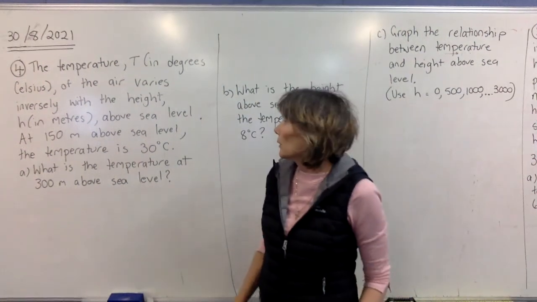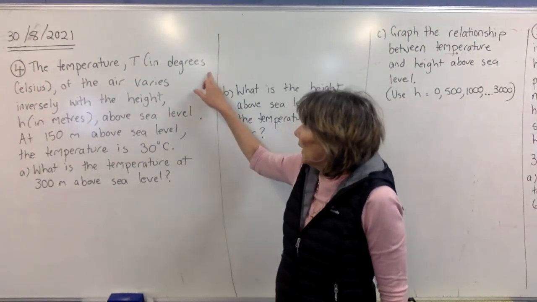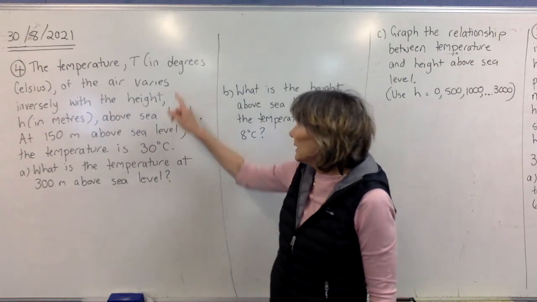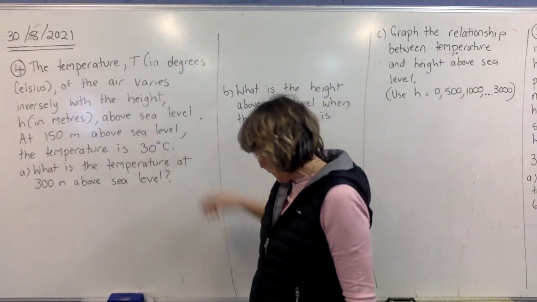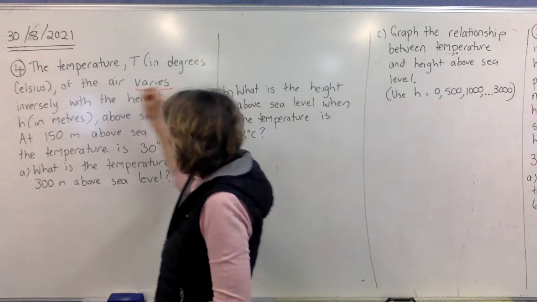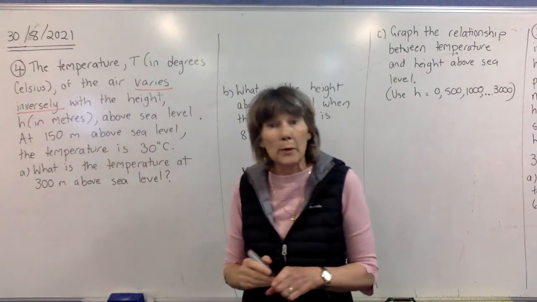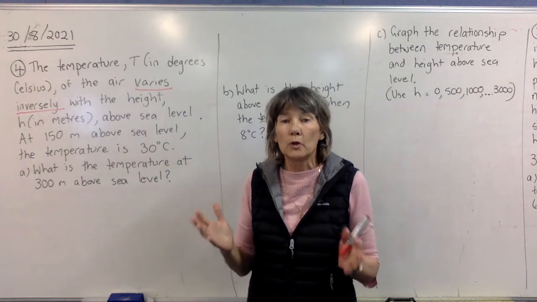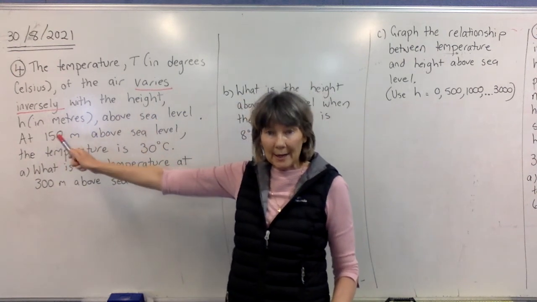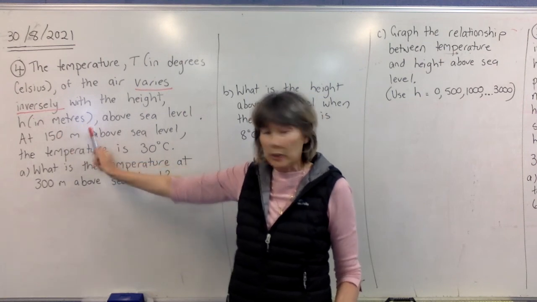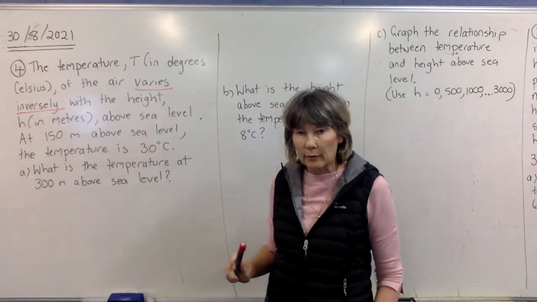So we'll just continue with some examples. We have in this question the temperature T, in degrees Celsius, of the air varies inversely. That's what we're looking for, those words. So we know we're doing an inverse proportion question with the height, which they're calling h for the symbol, and it's measured in metres, above sea level.